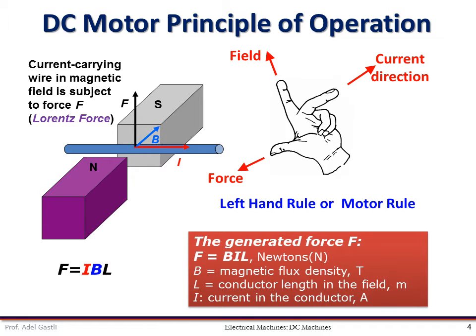The Lorentz force exerted on a portion of electric wire with a length L can be calculated as the product of the current I, flux density B, and wire length L. F is expressed in Newton, B in Tesla, L in meters, and I in amperes.